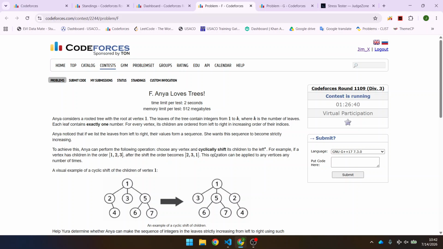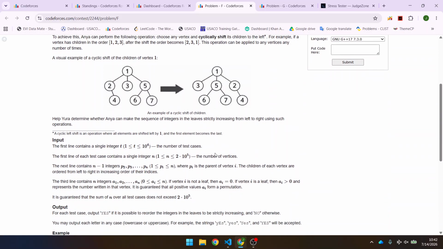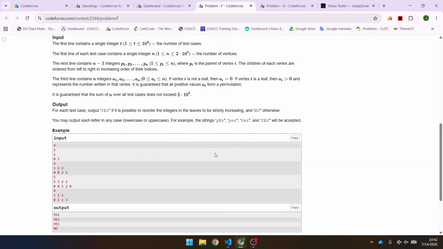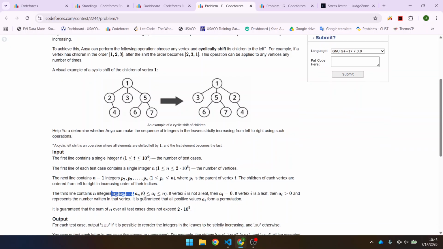If we list the leaves from left to right, their values form a sequence. It wants this sequence to become strictly increasing. Choose any vertex and cyclically shift its children to the left. 1, 2, 3 will become 2, 3, 1. Can be applied to any vertices any number of times. Okay. The leaves contain integers from 1 to k. Okay, vector into A.